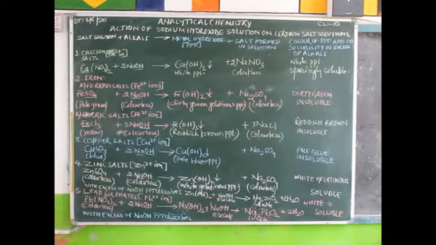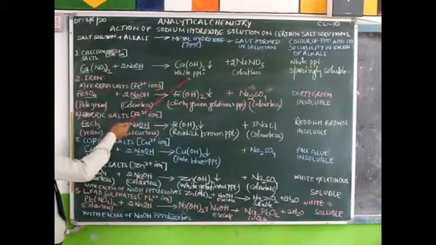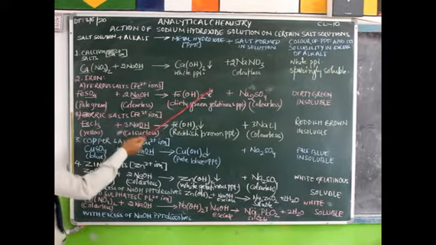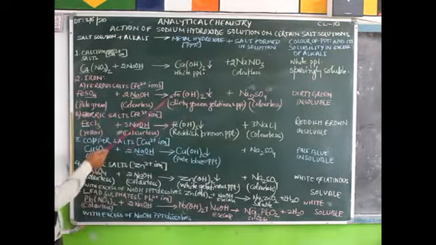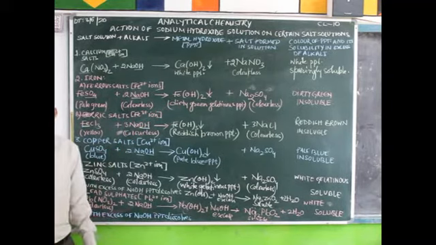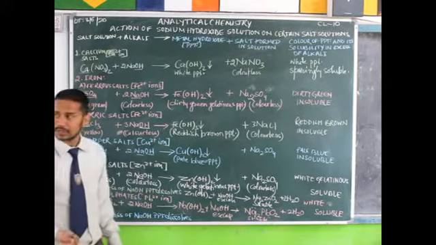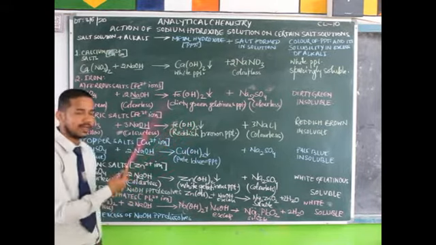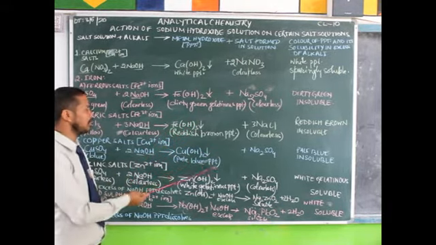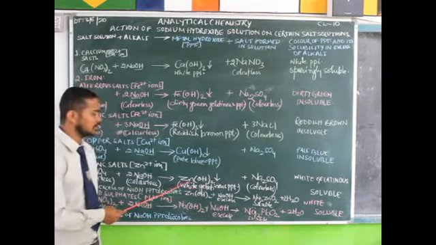Now let's do a recap again. Whenever the salt solution given to you turns into a white PPT with excess of alkali, if it is sparingly soluble, then there is calcium ion. What is the identification of ferrous hydroxide? It is a dirty green gelatinous PPT. If you get a reddish brown PPT, then this is ferric hydroxide. If you get a pale blue PPT, then it is copper hydroxide. If you get a white gelatinous PPT, then it is zinc hydroxide.